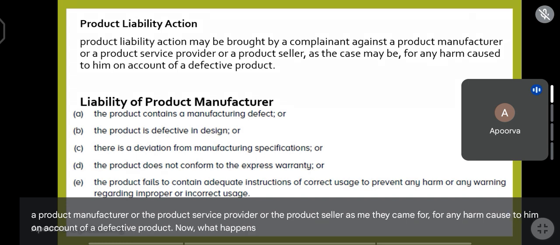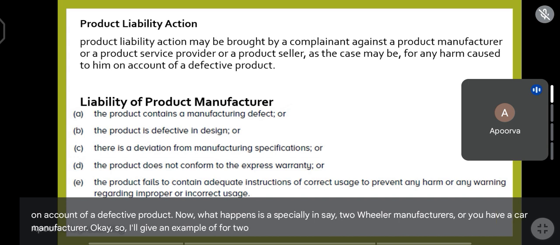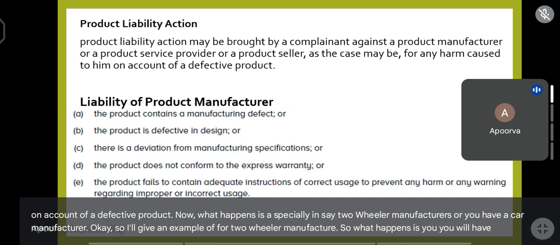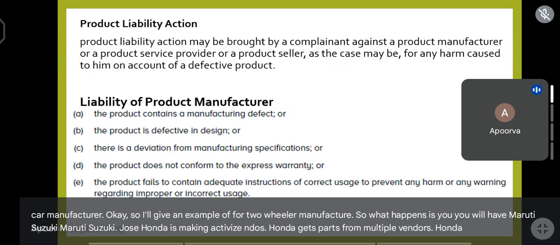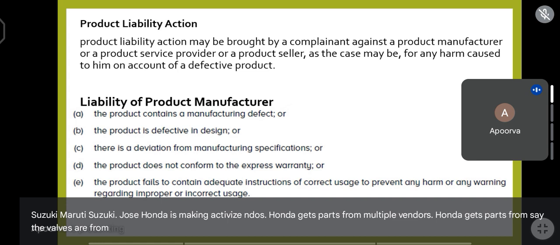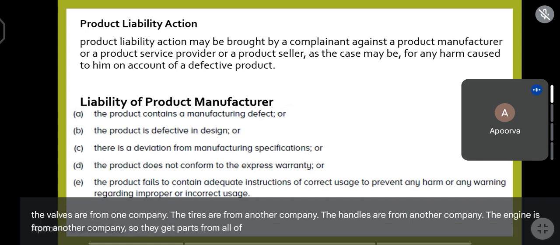Now, what happens is, especially with two-wheeler manufacturers or car manufacturers, I'll give you an example of a two-wheeler manufacturer. Say Honda. Honda is making Activas and Dios. Honda gets parts from multiple vendors. For example, the valves are from one company, the tires are from another company, the handles are from another company, the engine is from another company. They get parts from all of these, join things together, and bring a Honda Activa into the market.